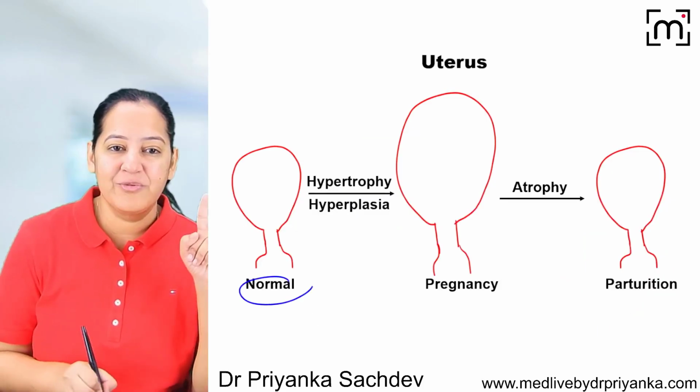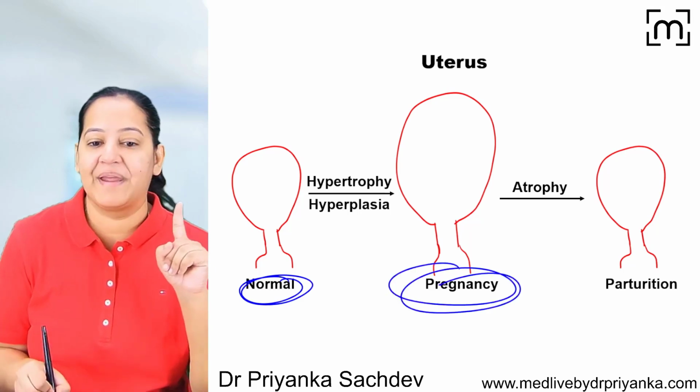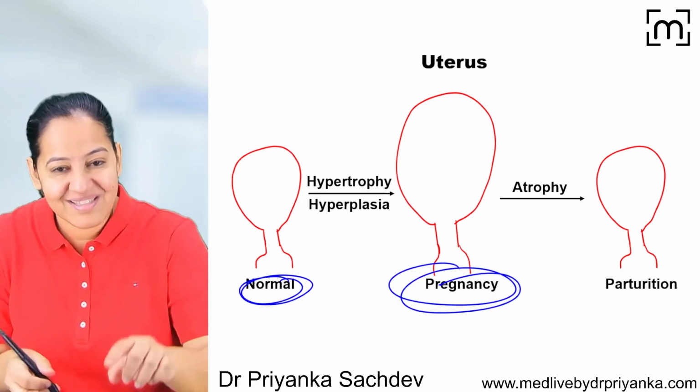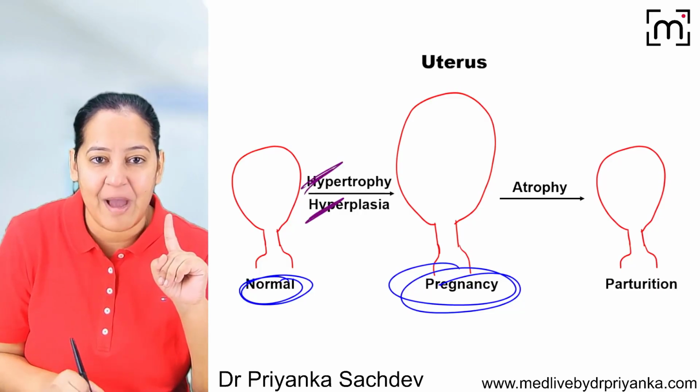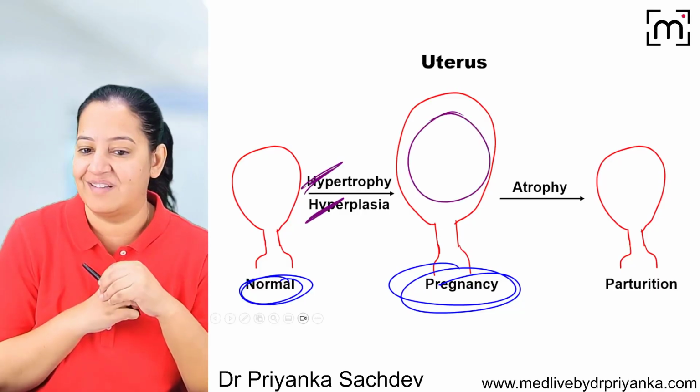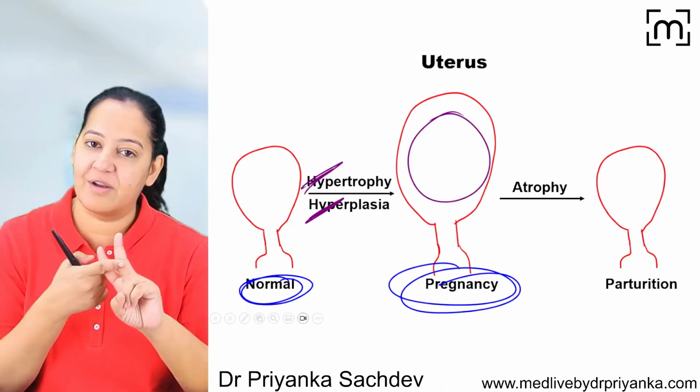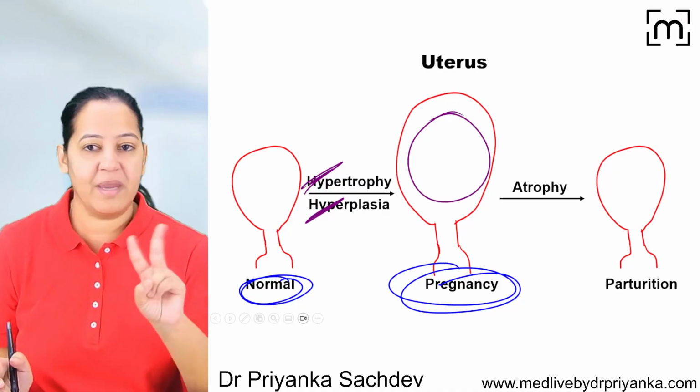Can you see this is the normal uterus? I told you during pregnancy what is happening. During pregnancy, the uterus increases in size. Why is the uterus increasing in size during pregnancy? Because of hypertrophy and hyperplasia to accommodate the fetus inside. So the pregnant uterus is an example of both physiological hypertrophy and physiological hyperplasia. It is coming in both.